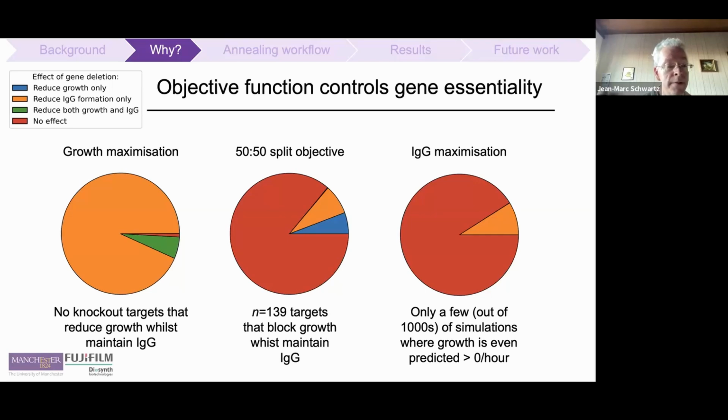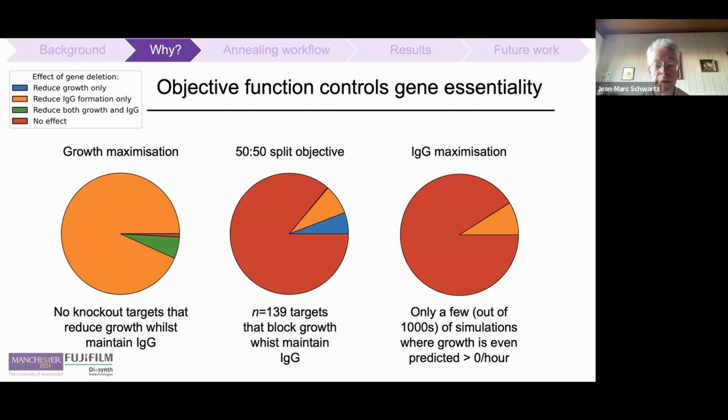So on the left, you can see, for example, that if we use growth maximization as the objective function, then most of the genes are orange, which corresponds to reducing IgG formation only. So it means that there are lots of targets that reduce IgG formation, which is not what we want, essentially. And there are just a few that reduce both growth and IgG. These are the green ones. If you look on the right side, then most of them are red, which means no effect. So the gene deletion affects neither growth nor IgG formation.